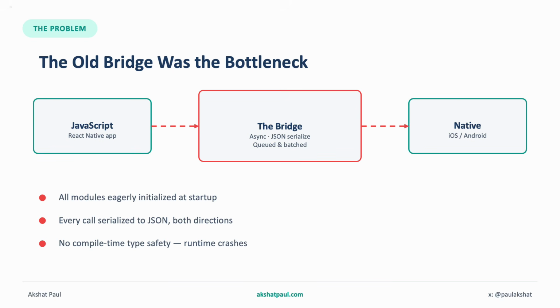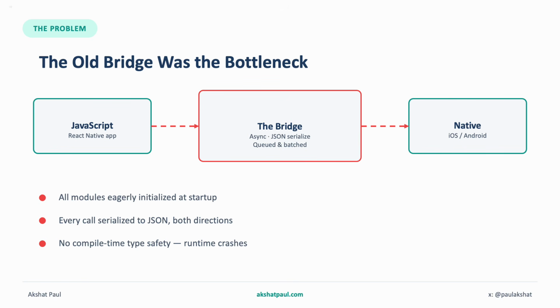So, the old architecture. For years, React Native ran everything through what's called the bridge. JavaScript and native code live in totally separate worlds, different threads, different memory. So, to talk to each other, every single message got serialized into JSON, queued up, batched, and shipped across asynchronously. Every single call.